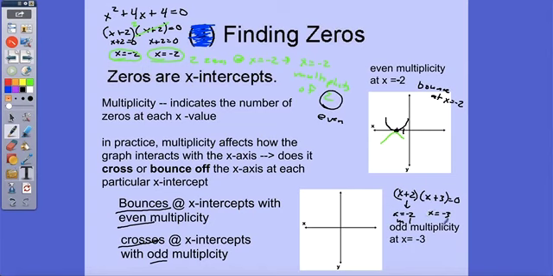So if we were to draw odd multiplicities at -2 and -3, let's count out here. We'd have to cross the axis at both of those. If we were coming from down here, we'd cross right there, then turn back around and cross right there. And then we might do more stuff as we go this way and this way, because we don't know what else about this function. But that's the basic idea: it crosses at an x-intercept with an odd multiplicity, and bounces at an x-intercept with an even multiplicity.